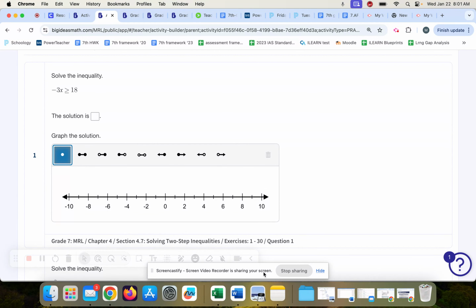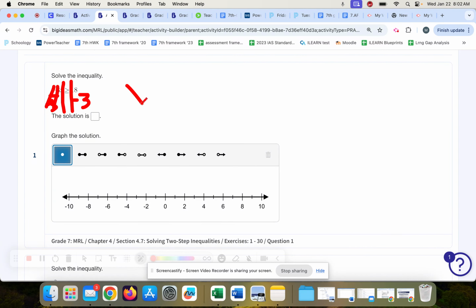So first one, negative 3x is greater than or equal to 18. So when you draw the highway, you're going to divide by negative 3. Divide this side by negative 3, divide this side by negative 3. So the 3's cancel, the 8's cancel.